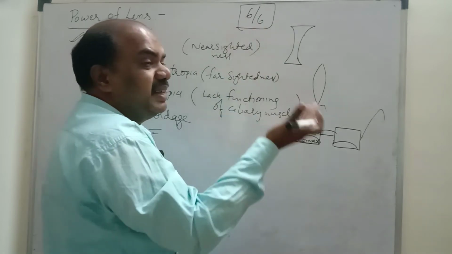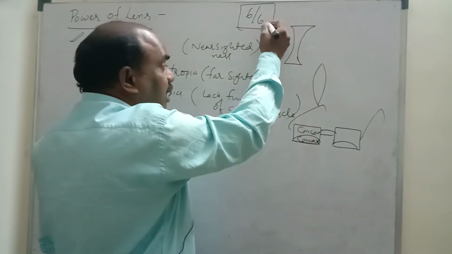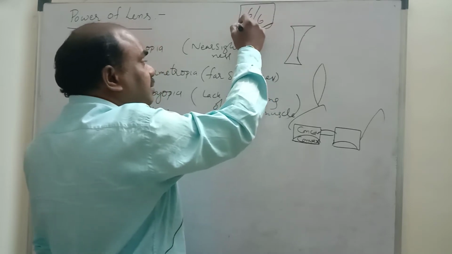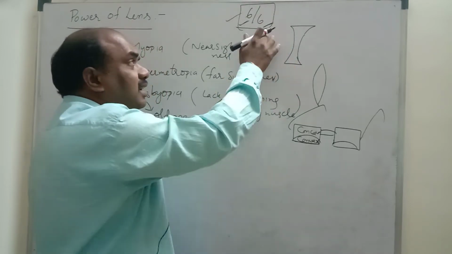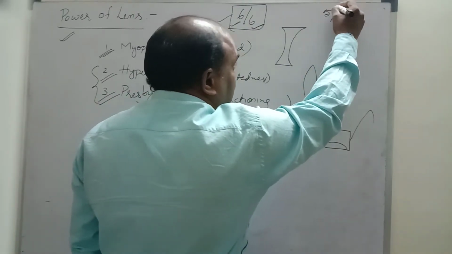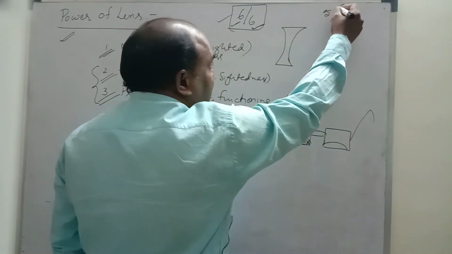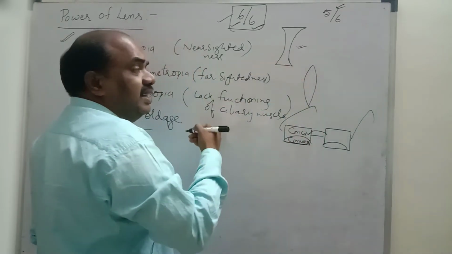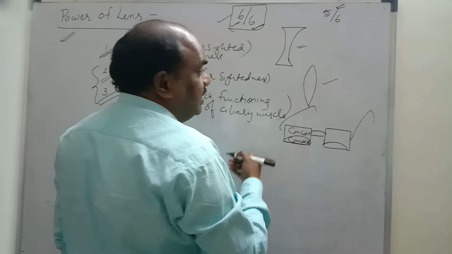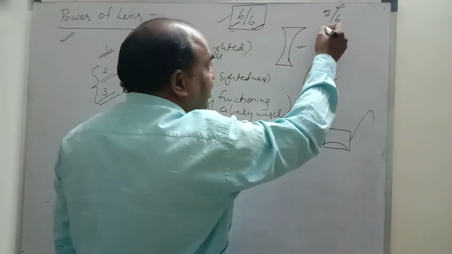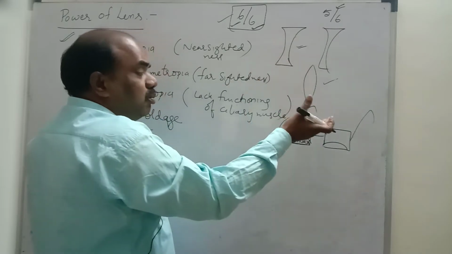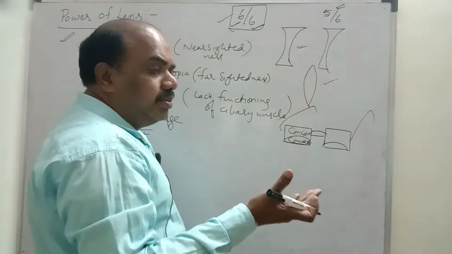Then it is called 6 by 6. Normal people can see up to 6 meters. If you can see up to 6 meters, your vision is perfect. If your vision is 5 by 6, 1 meter should be adjusted. To adjust this 1 meter, the doctor suggests one lens. To see nearer objects, the doctor suggests a separate lens. That means converging and diverging vary depending on the problem. It may converge more, it may diverge more.